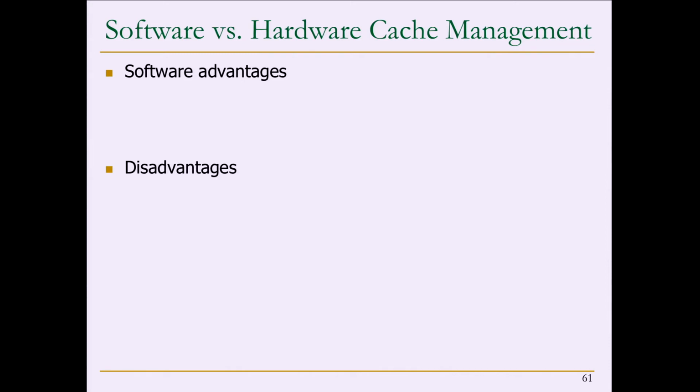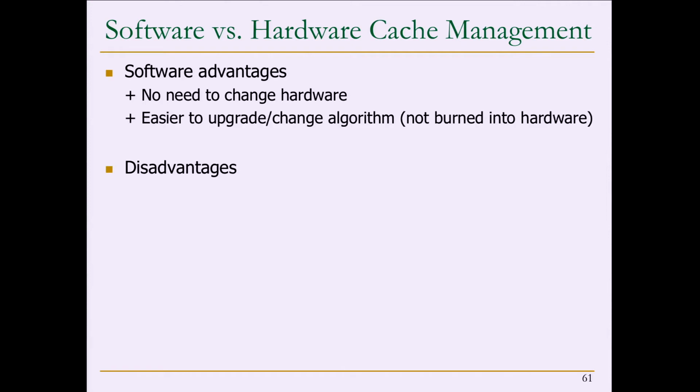Okay, so let's look at the broader software versus hardware within the context of this page coloring. Now, clearly, there's a huge advantage. There's no need to change hardware. You could implement this today, right? Maybe it's easier to upgrade and change the algorithm because it's not burned into hardware.